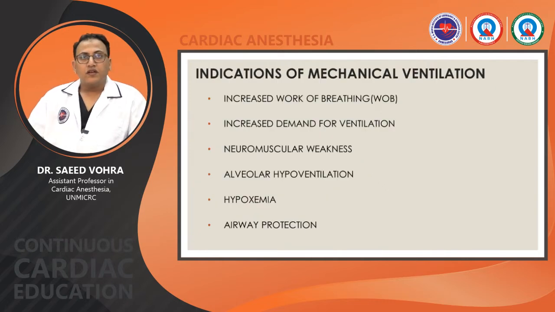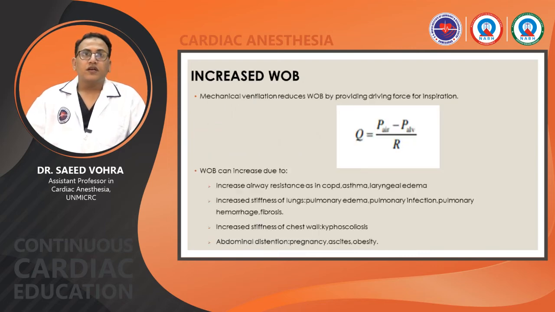Indications for mechanical ventilation. These are six main indications: increased work of breathing, increased demand for ventilation, neuromuscular weakness, alveolar hyperventilation, hypoxemia, and airway protection. First indication, increased work of breathing. Mechanical ventilation reduces the work of breathing by providing the driving force for inspiration, and work of breathing can increase due to increased airway resistance as in COPD, asthma, laryngeal edema, or increased stiffness of the lungs as in pulmonary edema, pulmonary infection, pulmonary hemorrhage, fibrosis, increased stiffness of the chest wall as in kyphoscoliosis, and abdominal distension conditions like pregnancy, ascites, and obesity. All these conditions increase the work of breathing.